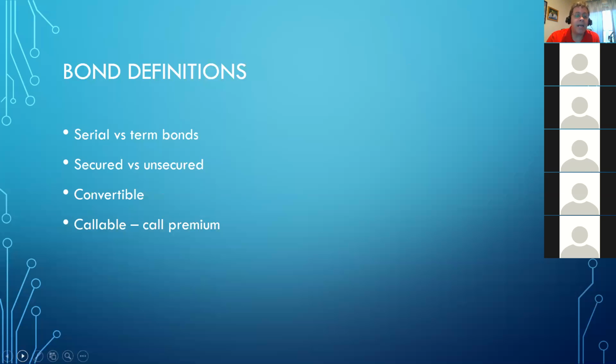You cannot buy it early. You can always persuade people to sell it to you, but if it's callable, you can force them to sell it to you and buy it back. Typically, if it's callable, you pay some extra penalty.